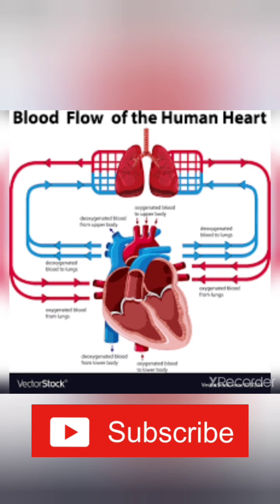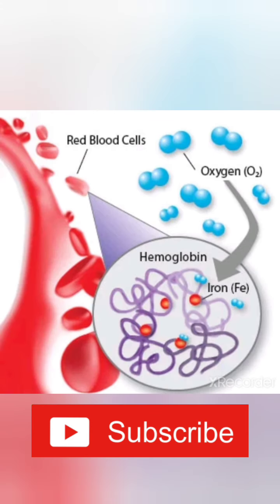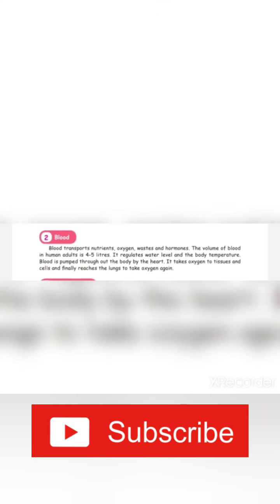Next, we are going to discuss blood. Why is blood red in color? Each of the red blood cells contains hemoglobin. Hemoglobin is an iron-rich protein. When hemoglobin binds with oxygen, the interaction between them gives our blood its red color. Blood transports nutrients, oxygen, waste and hormones.